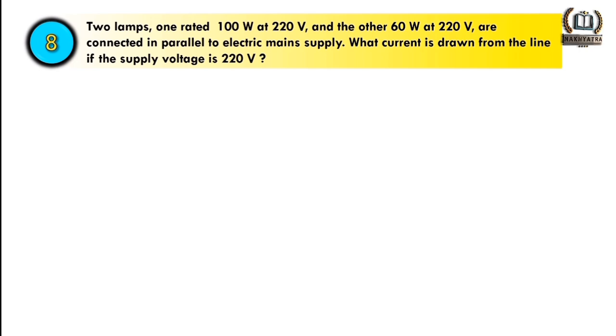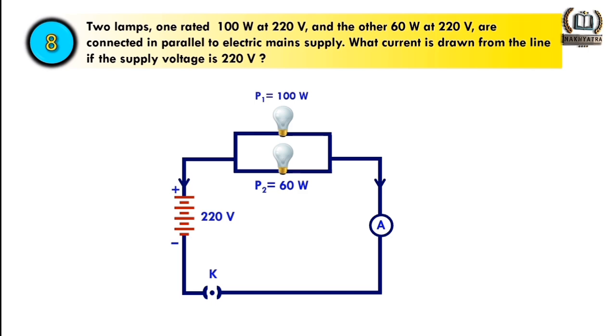Alright, now see question number 8. Two lamps, one rated 100 watt at 220 volt and the other 60 watt at 220 volt are connected in parallel to electric main supply. Now what current is drawn from the line if the supply voltage is 220 volt? Now see here. In the question, two lamps of power 1 and power 2 are connected in parallel, as you can see here. So power 1 is 100 watt and power 2 is 60 watt and the potential difference is 220 volt. So we have to find out the current.